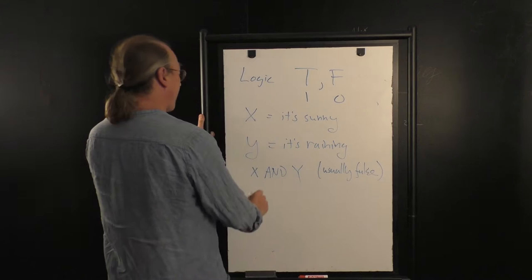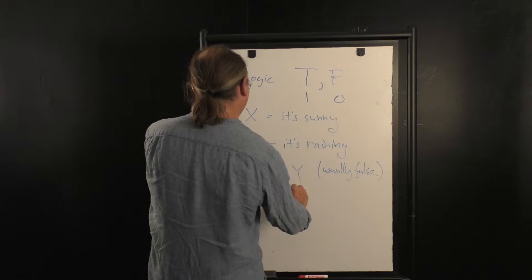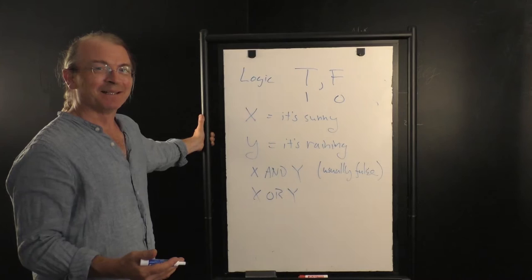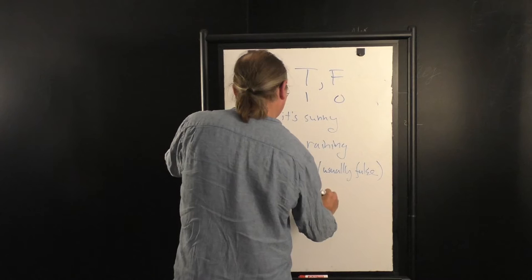And he was also interested in propositions like X or Y. Now, either it's sunny or it's raining. It could also be cloudy and not raining. So, sometimes true.